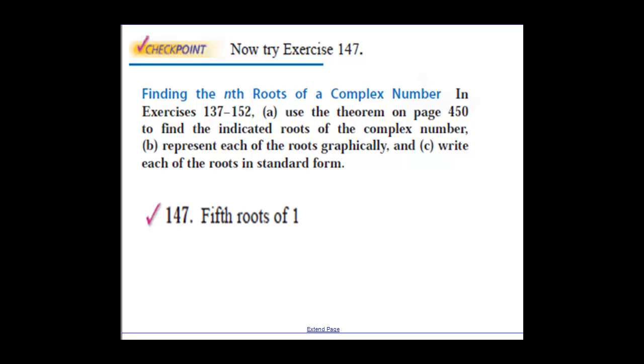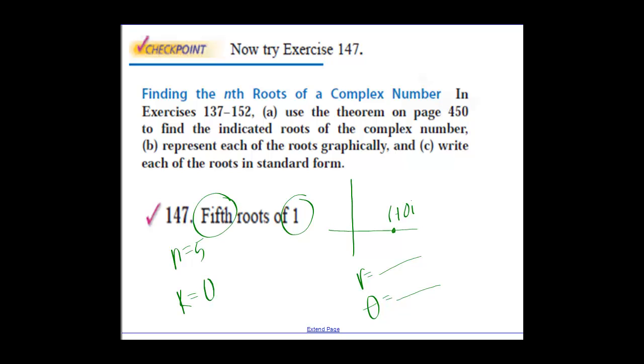All right, go ahead and try exercise 147 in your notes now. Make sure that you first get 1 into trig form. Make sure you recognize your r value, your theta value, and your n, which is 5. So when you count up, you're going to go from 0, 1, 2, 3, 4, but not 5. Check your answer in the back of the book. Come back when you're done.